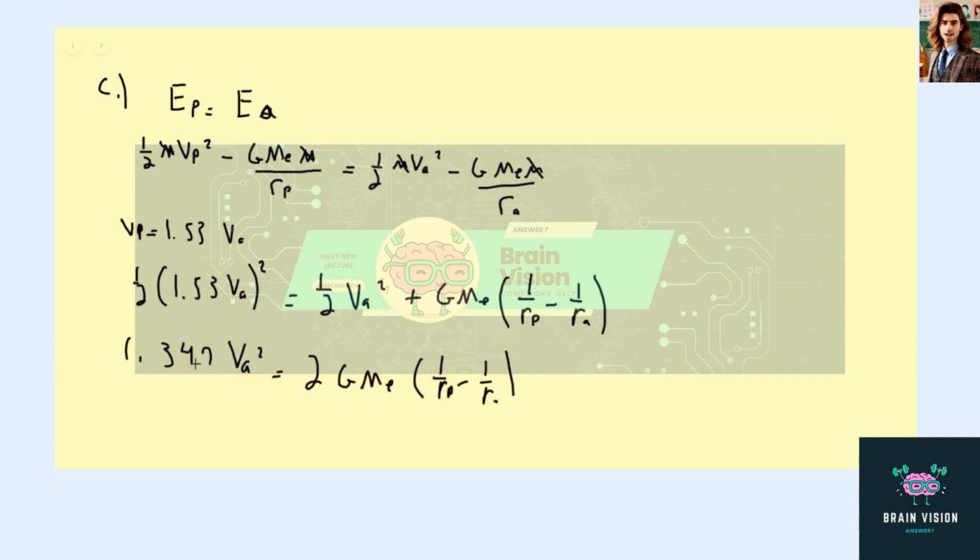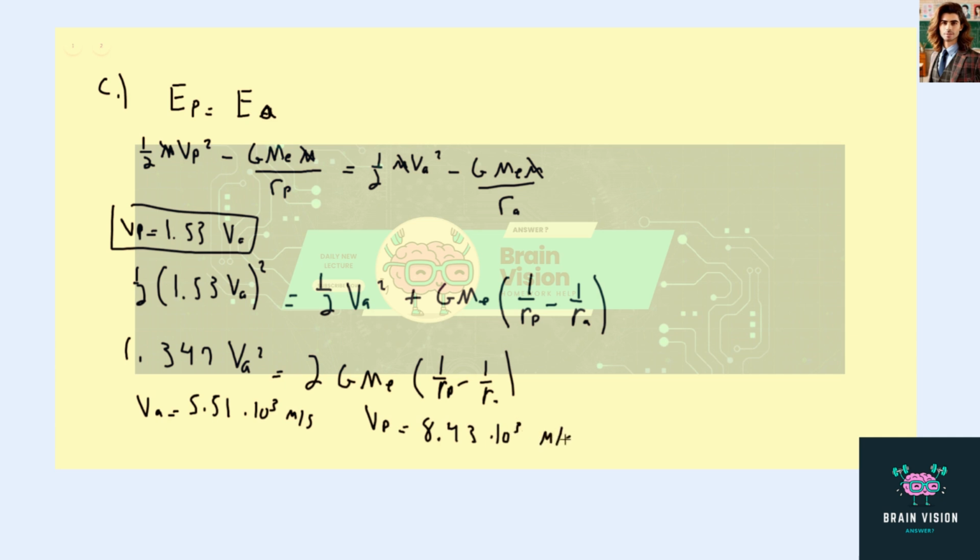So we take the square roots and divide by this constant here, and we'll get that VA equals 5.51 times 10 to the third meters per second. And then using this relationship, we find that VP is 8.43 times 10 to the third meters per second. So there are our actual values for velocity, not just the ratio.